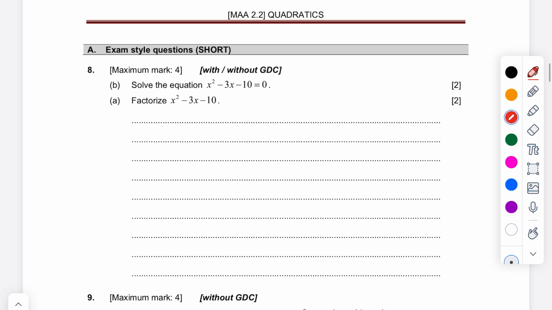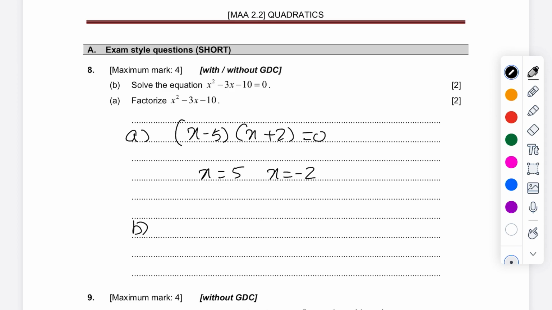Question number 8. Solve the equation, with or without GDC, so factorize it out. So what does that become? (x minus 5) times (x plus 2) equals 0, which gives me x equals 5 or x equals negative 2. Already we have done the factorization: (x minus 5) times (x plus 2).